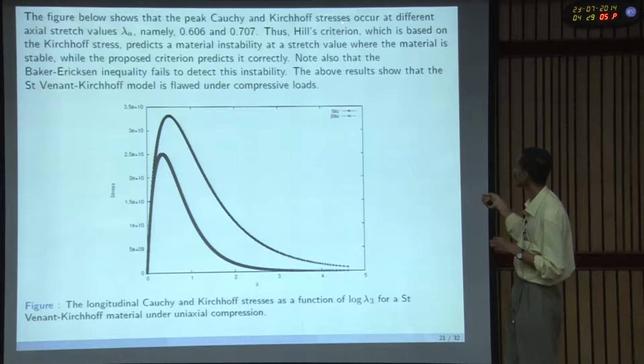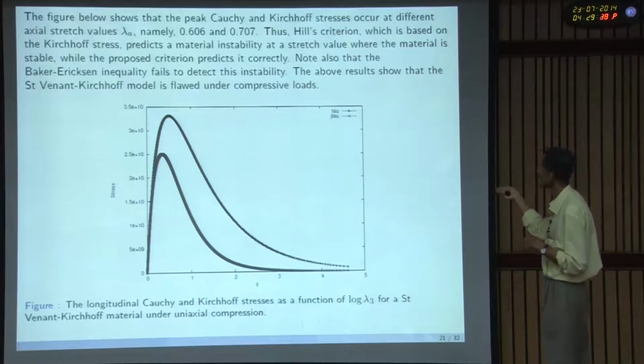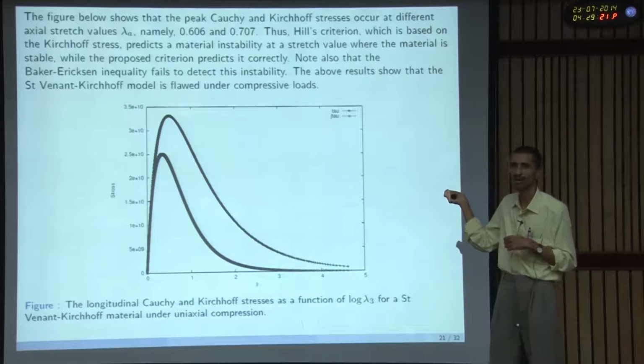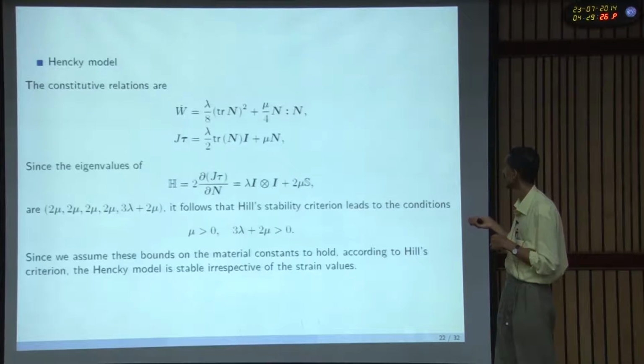Because it predicts it at a value where actually the material is stable, and the proposed one then says that it should be slightly off from here. And so we can see that the Saint Venant-Kirchhoff model is flawed because it doesn't satisfy this particular criterion.